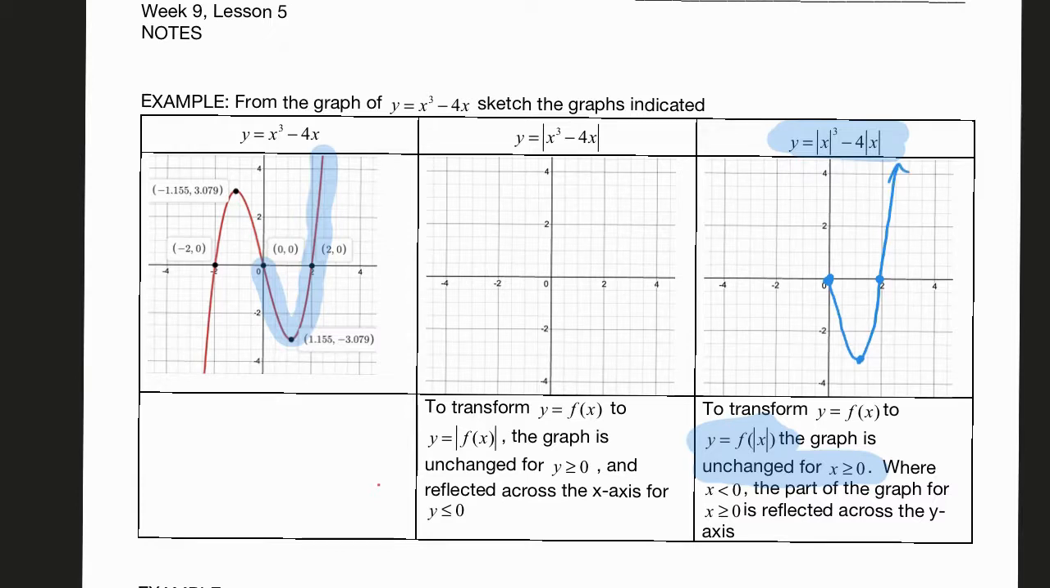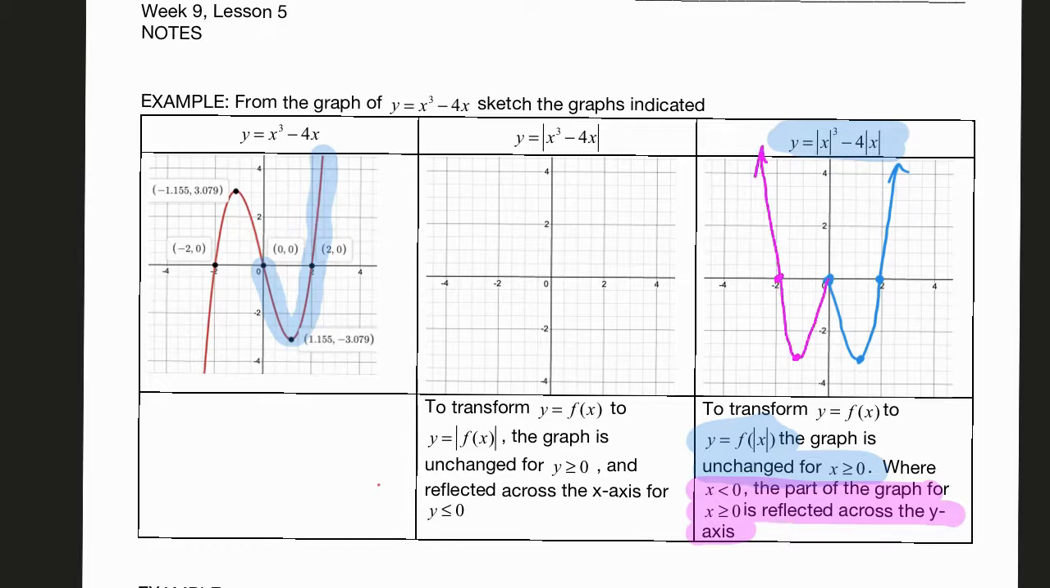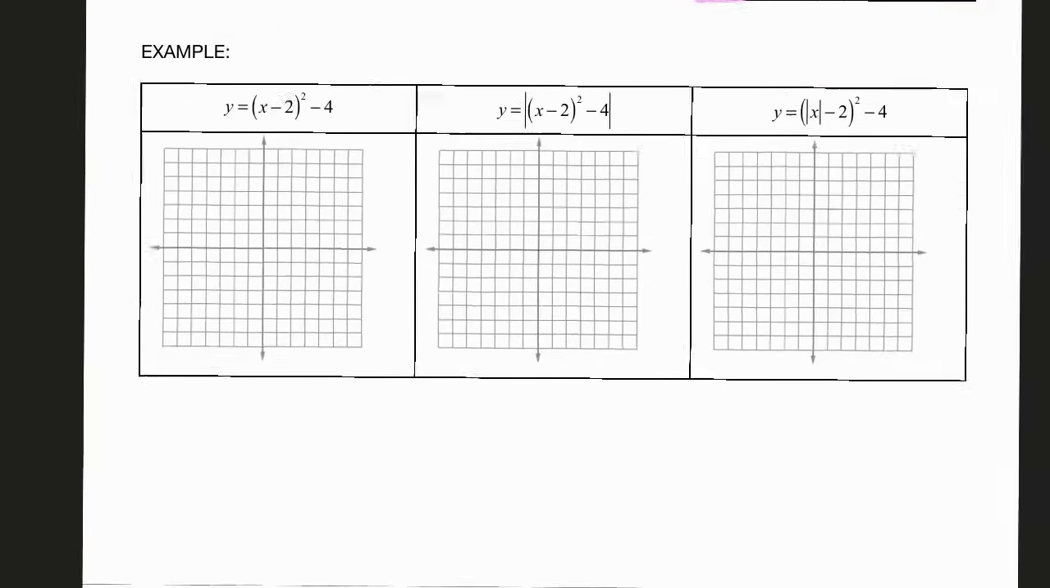Okay, but the part that does change is over here. Where x is less than 0, you're going to take this part that I just graphed in blue, and you're going to reflect it. Oh, that's the wrong pen. So I'm going to reflect this part over the y-axis, and you'll get this graph. All right, so let me scoot this up. Let's try. I've got a couple more examples.